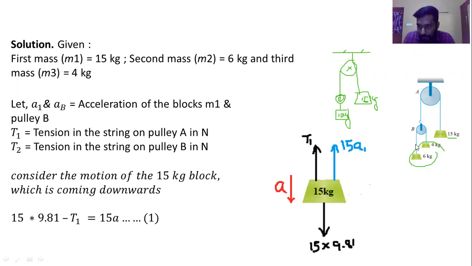Okay, in this case 6 will be moving downwards and 4 will be moving upwards, so it will have a separate acceleration, which we need to find out later. In this case, you can see that the total weight on the RHS is 15 kilogram, and the total weight on the LHS is 10 kilogram. So it's easy to say that 15 kilogram is coming downwards and 10 kilogram is going upwards.